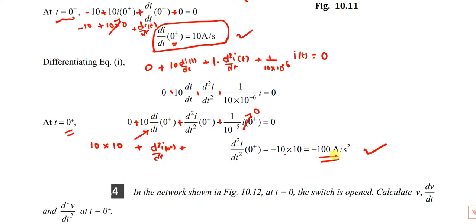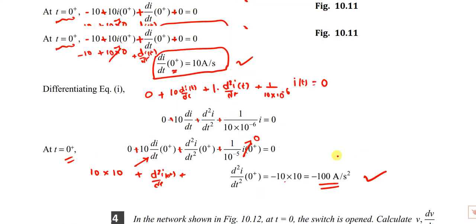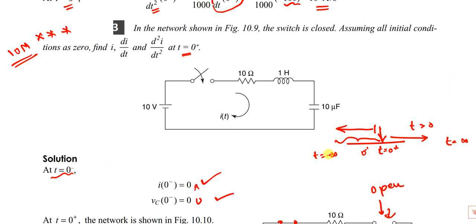Its unit is ampere per second square. Why is it second square? Because the denominator is dt square. It is d square I by dt square, it is not di square by dt square. It is d square I by dt square. It is a very, very important, repeatedly asked problem.